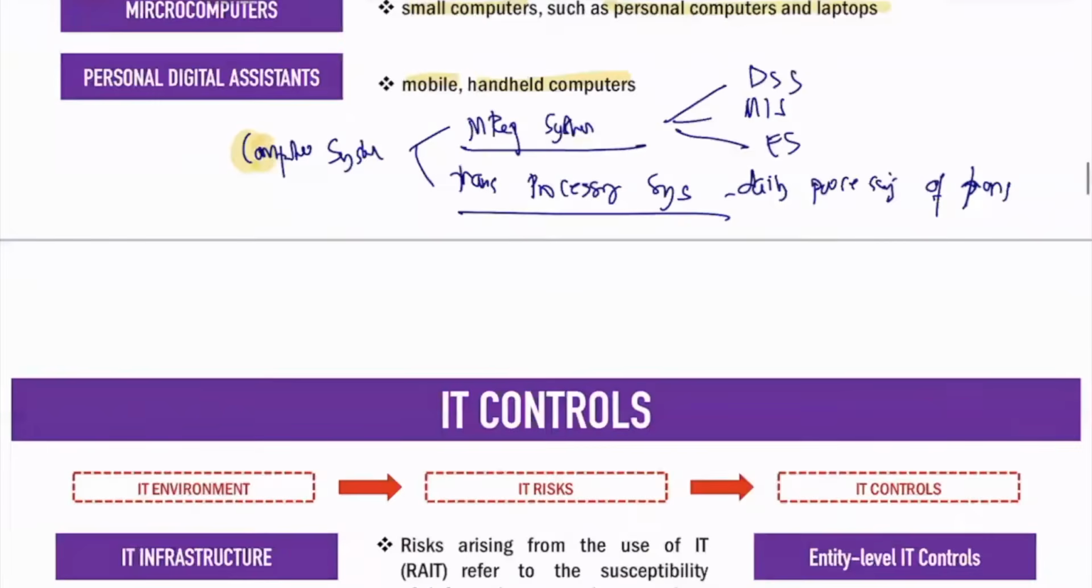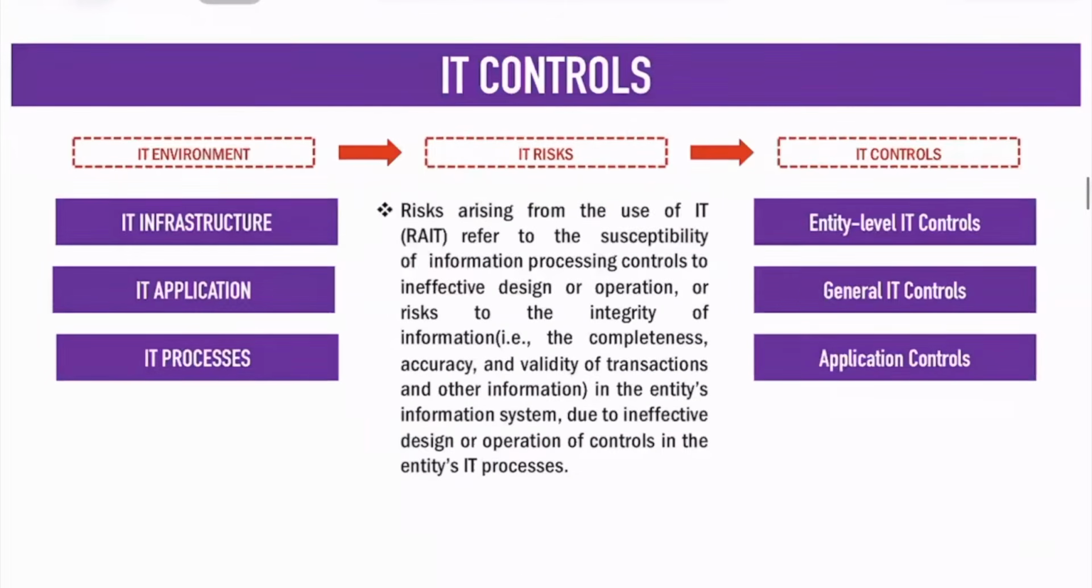So now let's look into your IT controls. So for IT controls, first, we have your IT environment, which is composed of IT infrastructure, your IT application, and your IT processes. You already know what is your IT infrastructure. Your IT infrastructure generally is composed of your different database system, operating system, your network, and your computer. We already discussed that earlier.